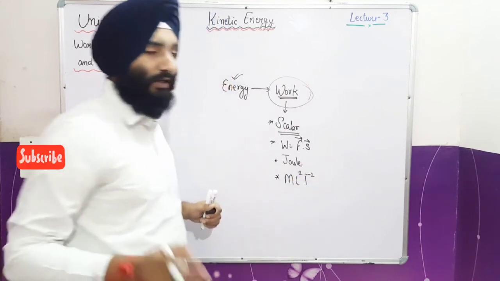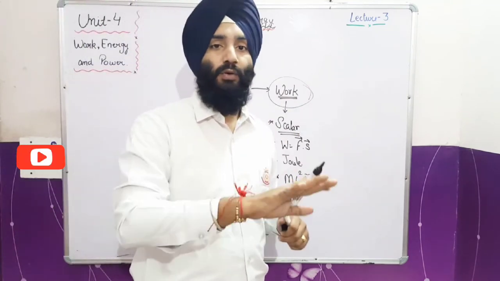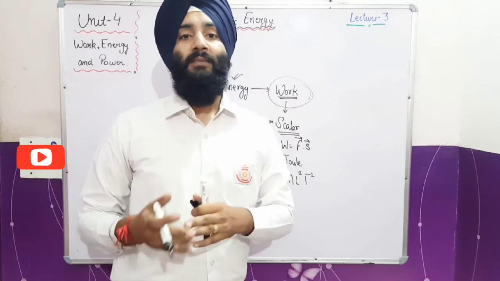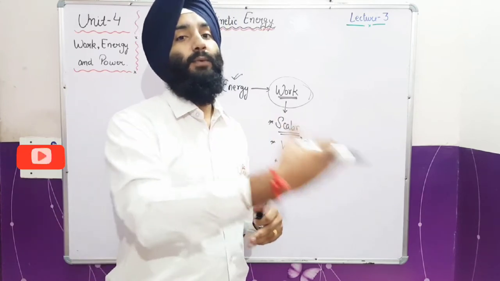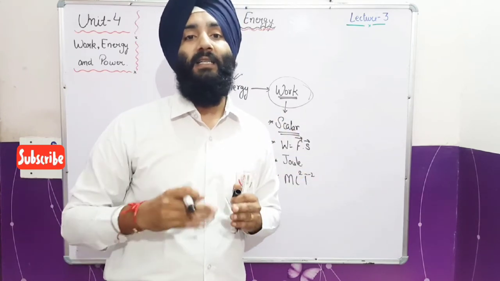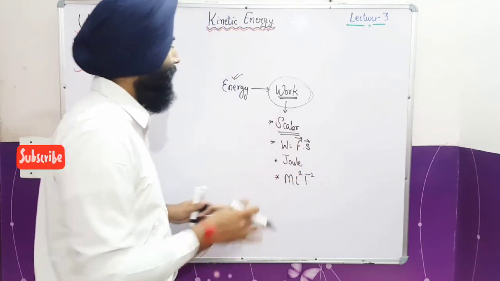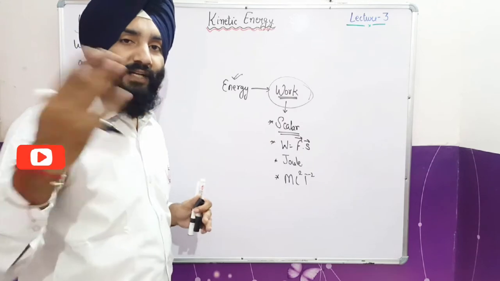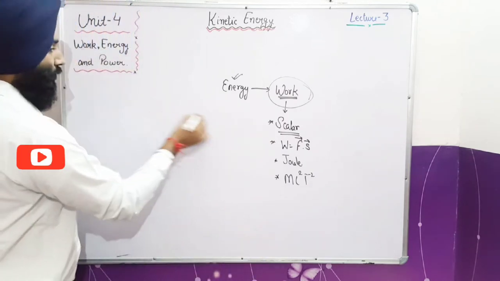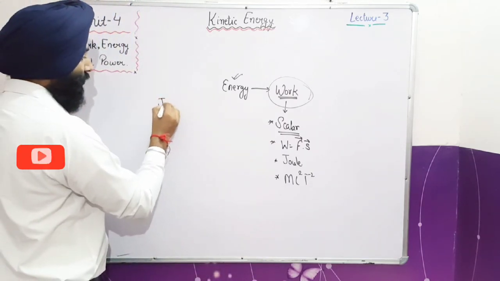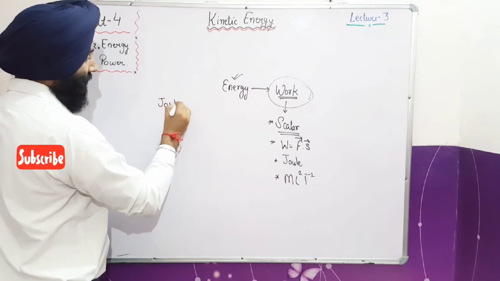So if we want to measure energy, we have to calculate the work done, then we will be able to calculate either potential energy, kinetic energy or pressure energy, any type of energy, by simply calculating the work done. We also have different units of energy. One unit, you know, the SI unit is joule.